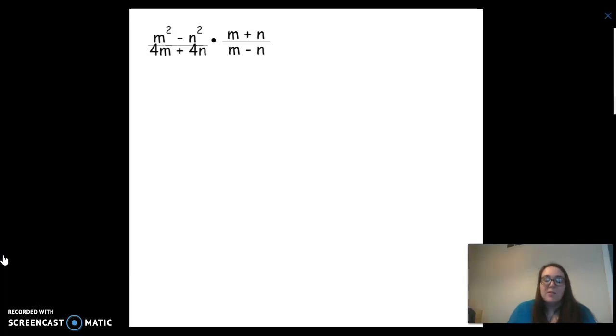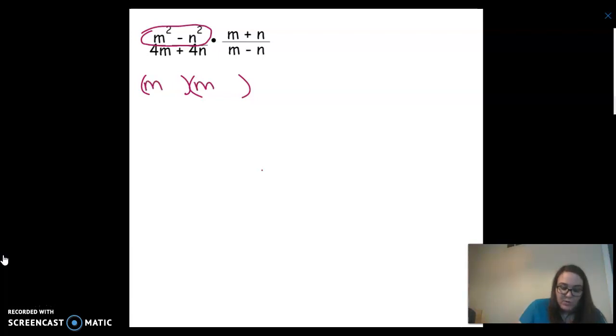So just a reminder that when I have a difference of squares, which is what I have here on this numerator, that factors like this. I have two perfect squares. It's been a while since you've done difference of squares. What's the square root of m squared? Well, m. What's the square root of n squared? Well, n. And I can make a plus and make a minus. Okay? That denominator on that first fraction will simplify by taking out a 4 so that I have m plus n.